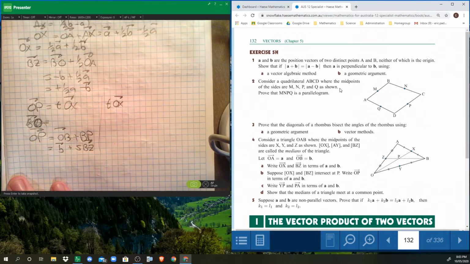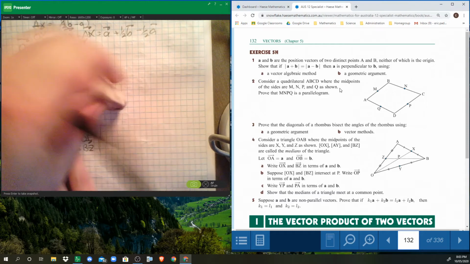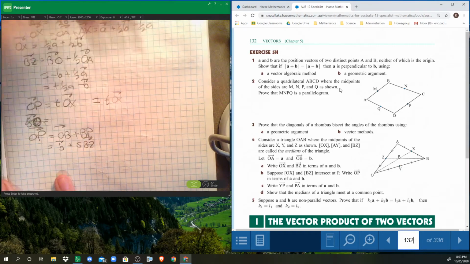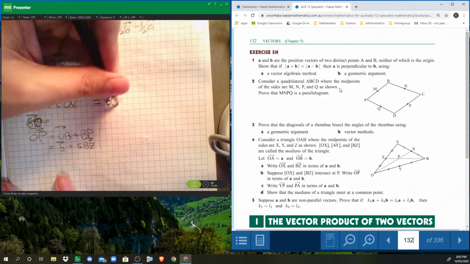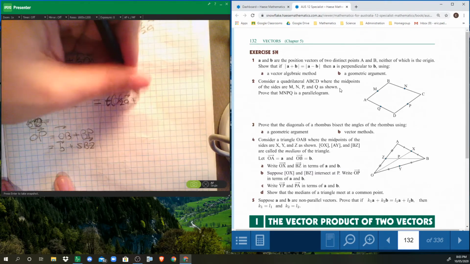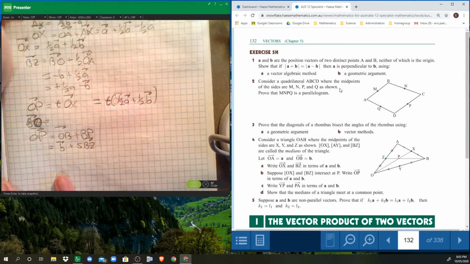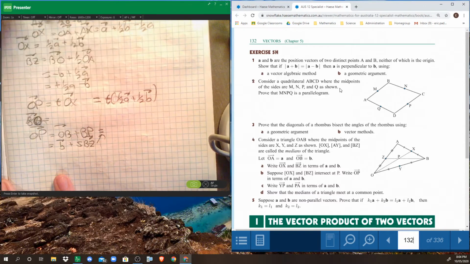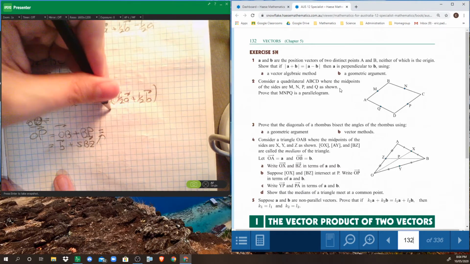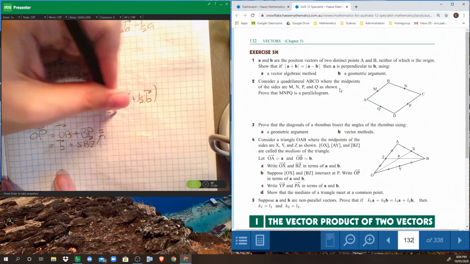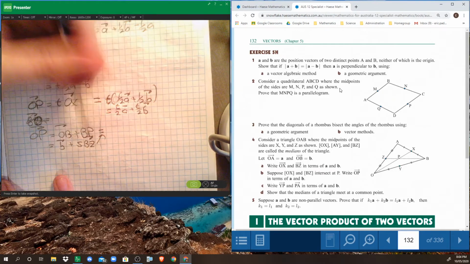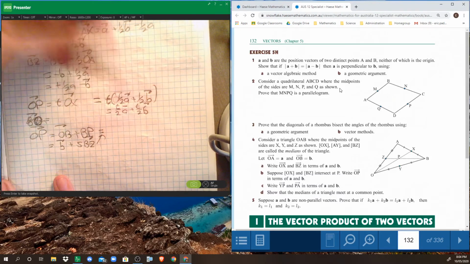So OP is T lots of OX. Let's write that out. So OX, I've got T lots of half A plus half B. I might just write that on one line: T on 2 A plus T on 2 B. I've only got two unknowns, S and T, and I've got two vectors to play with, so that should be fun.